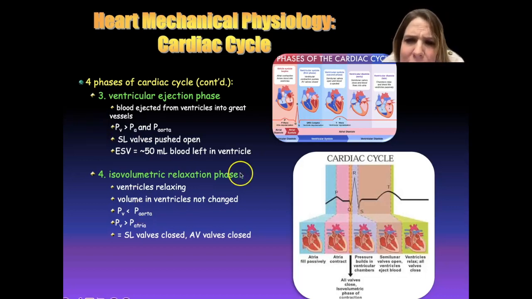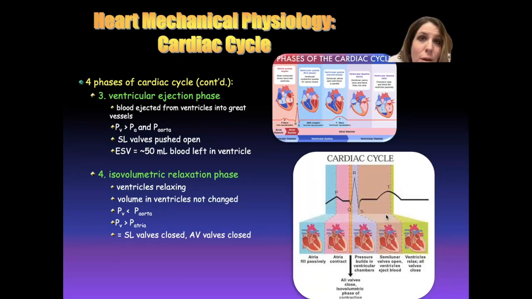So let's take a final look here. You can see the same thing happening in both of these pictures, so you can choose whichever picture you like. But let's talk about this third and fourth phase. Again, third phase here, the ventricular ejection phase, we're essentially between the S wave and about halfway through the T wave. So during that time, that's when the blood is being ejected.